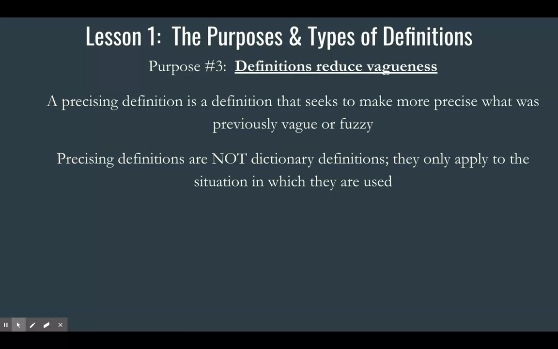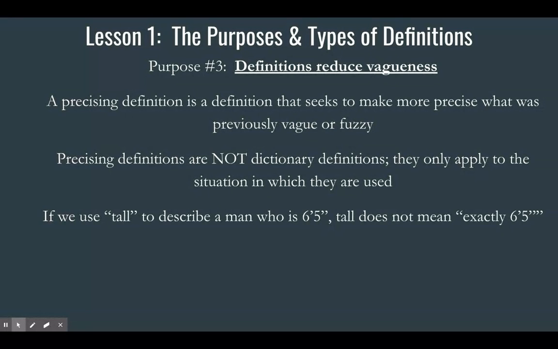So think back to my example of me coming home. If I say I'll be home soon, and I mean 5 minutes, is the dictionary definition of soon that you'll be home in 5 minutes? No. It only applies in that particular situation. In this situation in my life, soon means 5 minutes. It doesn't mean 5 minutes for everyone. If we use tall to describe a man who is 6'5", tall does not now mean exactly 6'5". As if to say if you're 6'4", you're not tall because you're not 6'5". No, precising definitions only apply in the situation in which they are used.